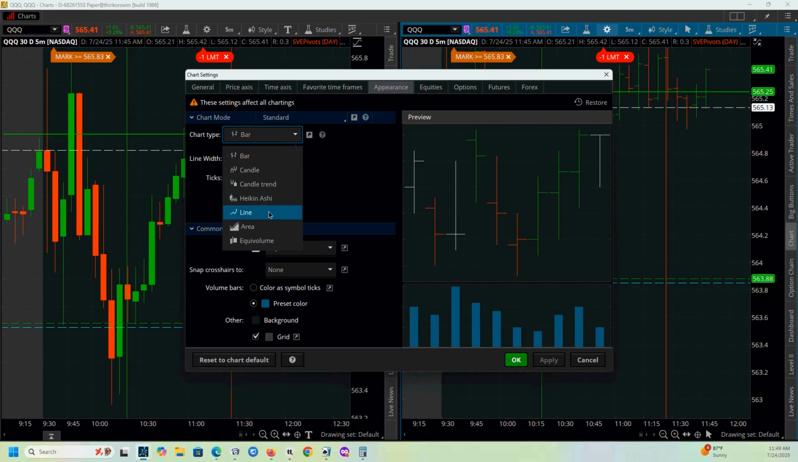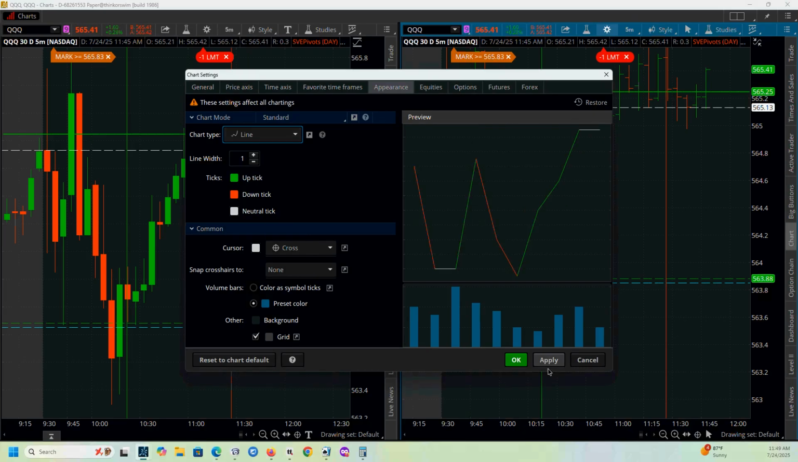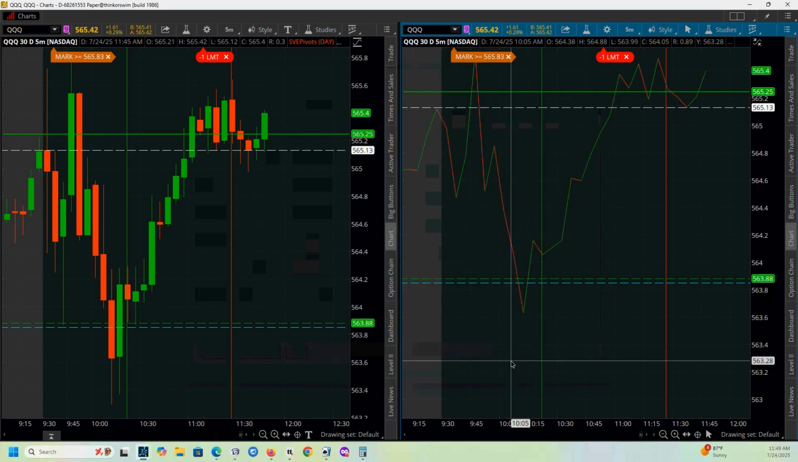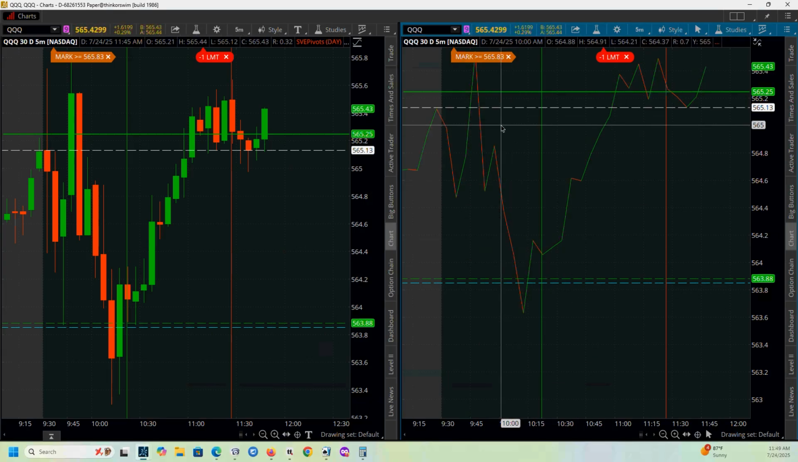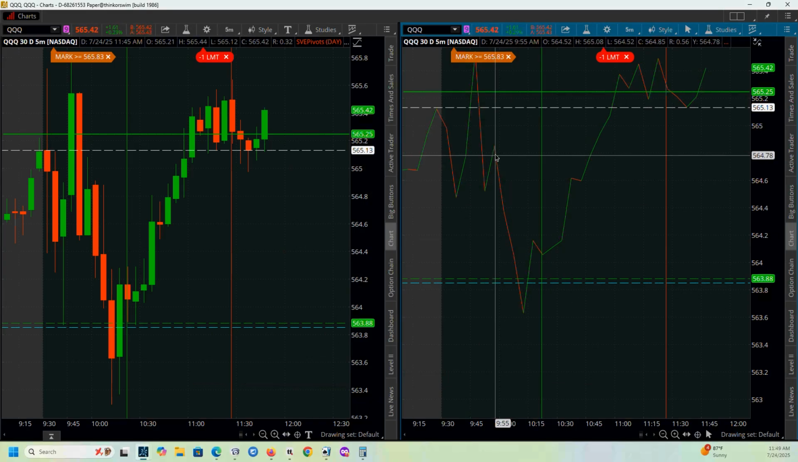And line chart. Line chart is the last one that I'll take a look at. I'm going to go ahead and apply and say OK. I don't know who still uses line charts for day trading, but if you take a look at this, this line chart would have showed you that this thing was going down. It might have been going crazy in the live market.